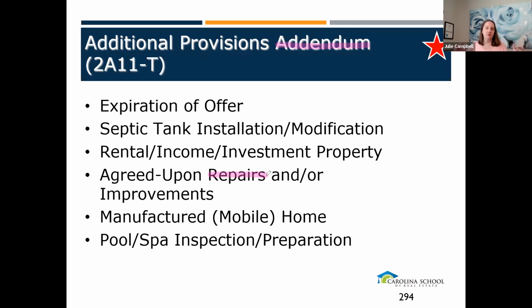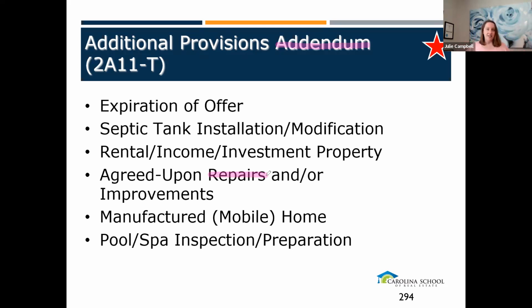Your buyer might look at you and say something like, I'm not buying this house if that door is not fixed. That's a great candidate to use the additional provisions addendum. Let the seller know that your buyer buying this is conditioned upon them accepting that repair. Does this make sense?